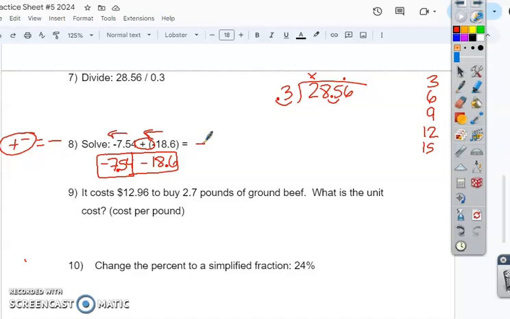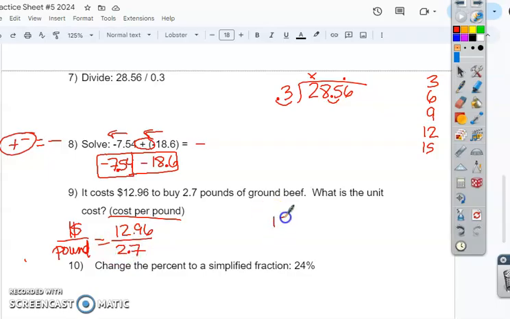Number 9. It costs $12.96 to buy 2.7 pounds of ground beef. What is the unit cost or cost per pound? We have to practice doing this. We have to make sure we know how to find cost per pound, guys. Okay, that's a unit rate. Remember, a unit rate we divide. If I don't know, look here, cost per pound. The cost is 12.96. The pound is 2.7.